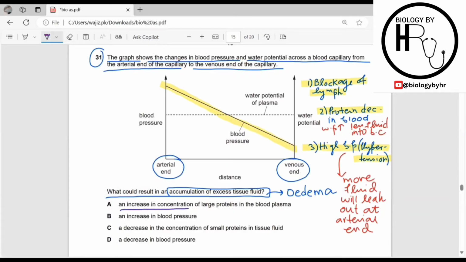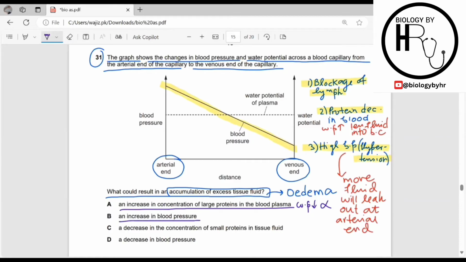An increase in the concentration of large proteins in the blood plasma. We know that if there is an increased concentration of proteins in the blood plasma, the water potential would decrease. And if the water potential decreases, then more tissue fluid is going to flow back into the capillary. So this will not result in the accumulation of tissue fluid.